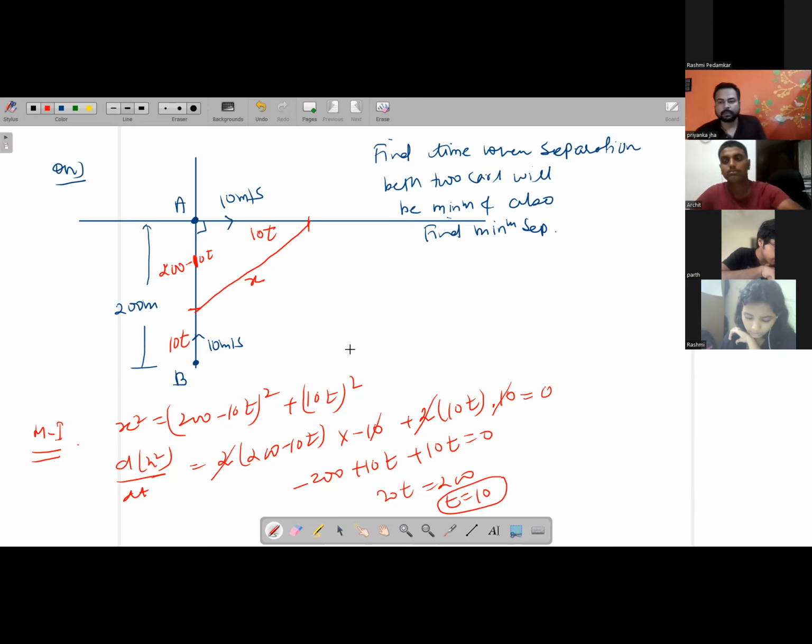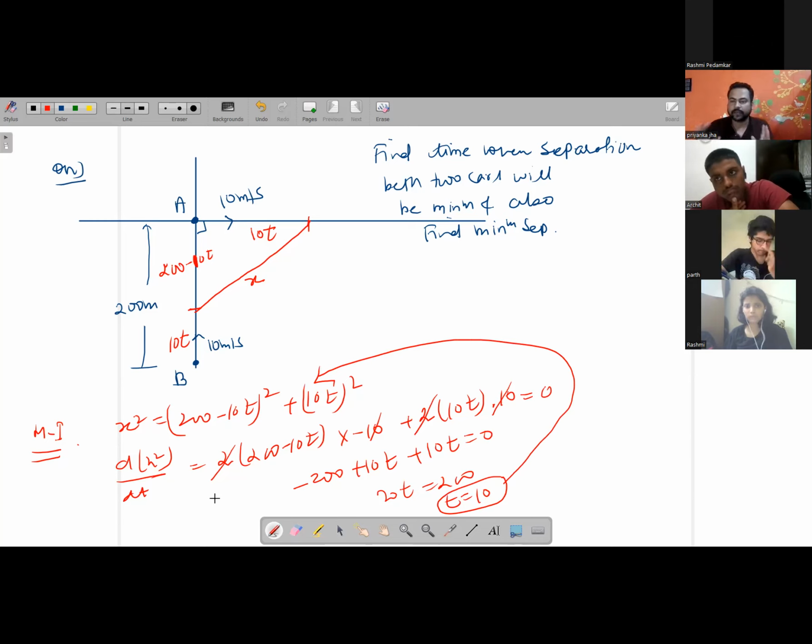So after 10 seconds, they will have minimum separation. And to find the minimum separation, you just have to put this t equal to 10 in this equation, and you will find x minimum. Understood? But this is mathematics actually. We are not sitting in a mathematics class. This is physics class, so we need to understand physics, right? First you note it down, then I'll tell you method 2, that is physics. Everyone understand this concept, because after this question, I'll give you a tough question that you have to solve.